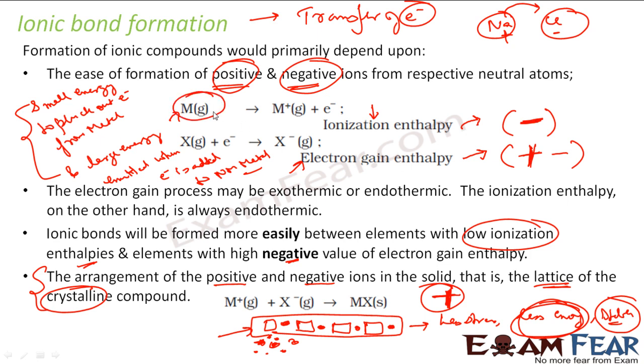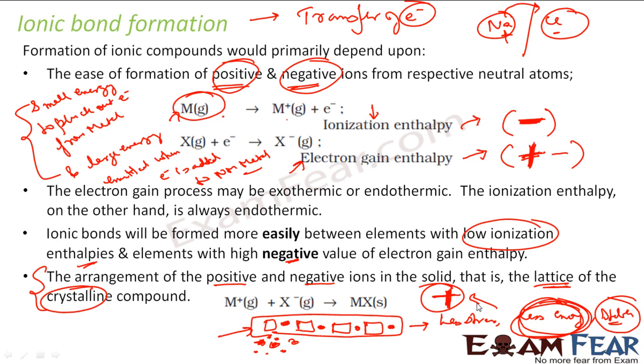See, for sodium to become Na+, you need some energy. But for some non-metal to gain an electron, you may get some energy. Suppose you got some energy. And also, when they form NaCl, when it crystallizes and forms a pattern, it further loses energy. So it gives some energy.